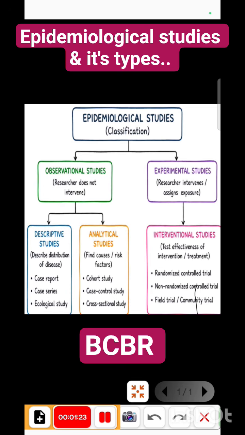Experimental studies are further divided into randomized controlled trial, that is RCT, non-randomized controlled trial, field trials and community trials. And observational studies are further divided into descriptive study and analytical study. In descriptive studies, there are no comparison groups, and in analytical studies, comparison groups are present.